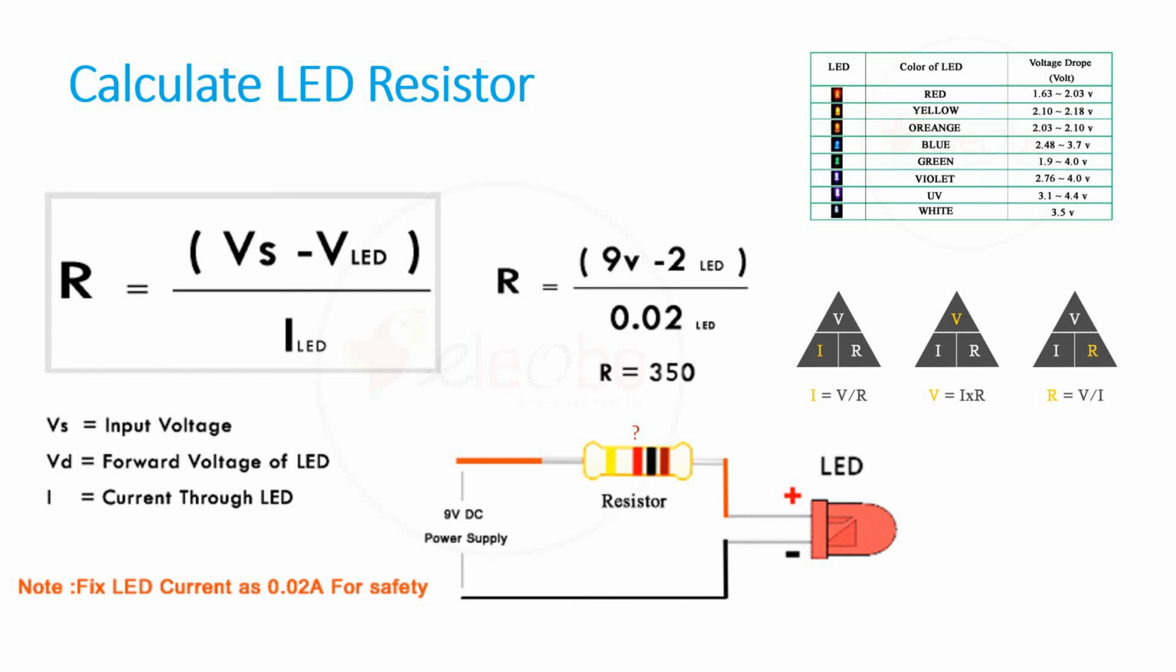Then apply the values to this equation. Then we get R is equal to 9 volts minus 2 divided by 0.02. Then we get R is equal to 350. This way you can calculate any LED resistance.